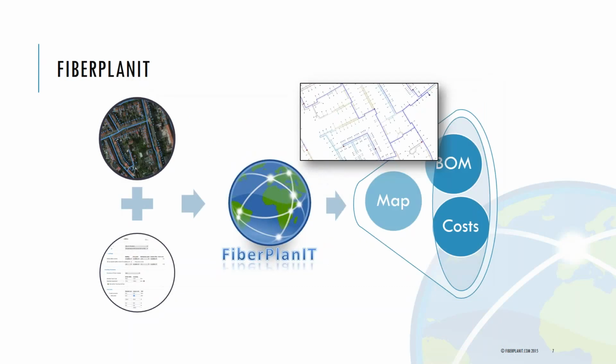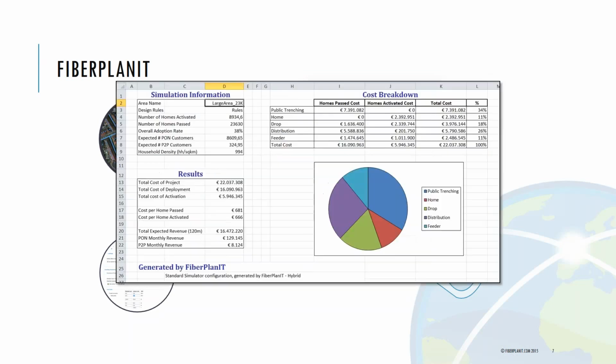But equally important is that for each calculation that FiberPlanIT makes, FiberPlanIT will also generate a full bill of material and bill of quantity. So you get the whole set of volumes for each set of equipment, and from that a cost summary report can be generated that will tell you immediately how much this whole project would cost and what the different parts of the network would represent in that total cost.